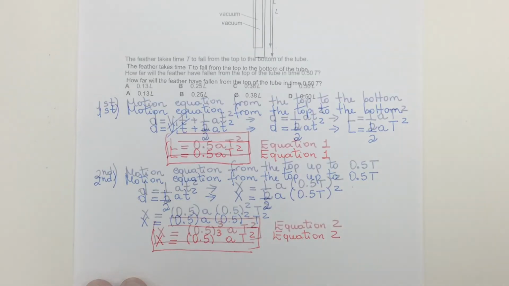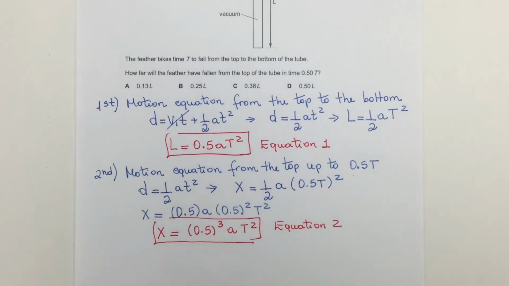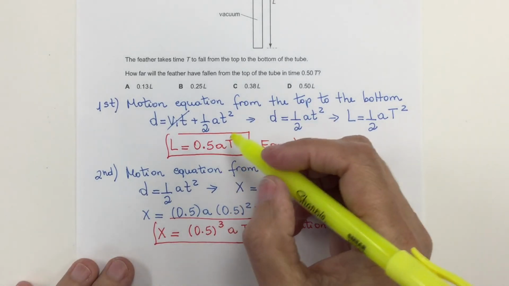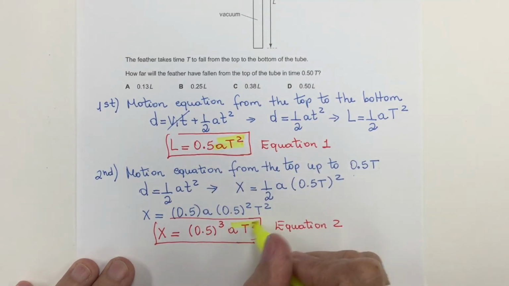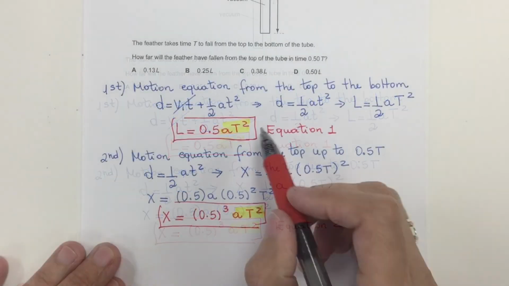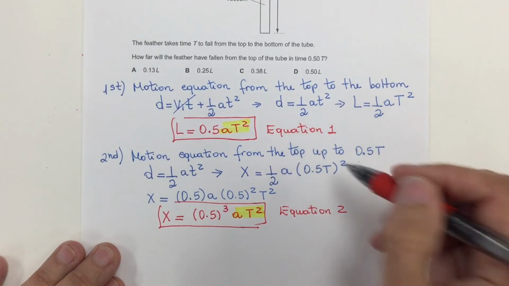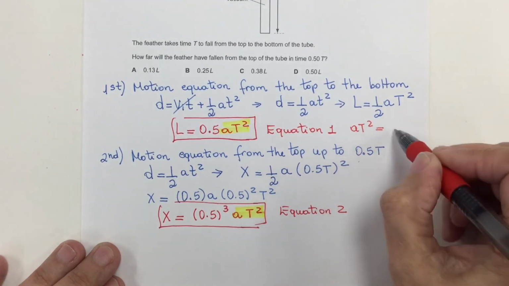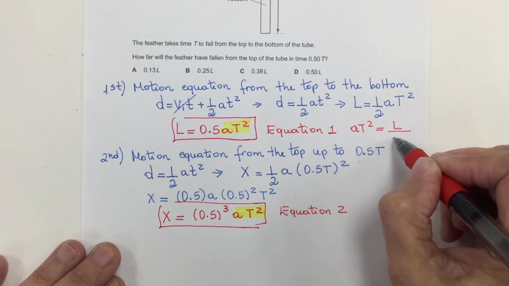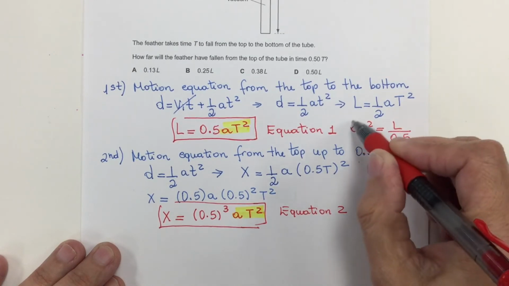I'm going to call this one equation 2. So when I look at equations 1 and 2, I see something they have in common, which is the a t squared. So I'm going to write right here, a t squared is equal to L over 0.5.